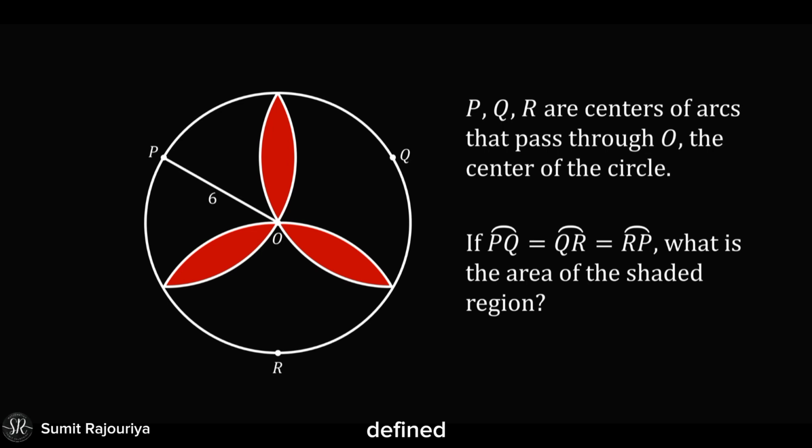Each petal is defined as the intersection of 2 circles. So the top petal will be the intersection of the circles at P and Q, and the same thing goes for Q and R, and for R and P. Pause the video if you'd like to give this problem a try, and when you're ready, keep watching to learn how to solve this problem.